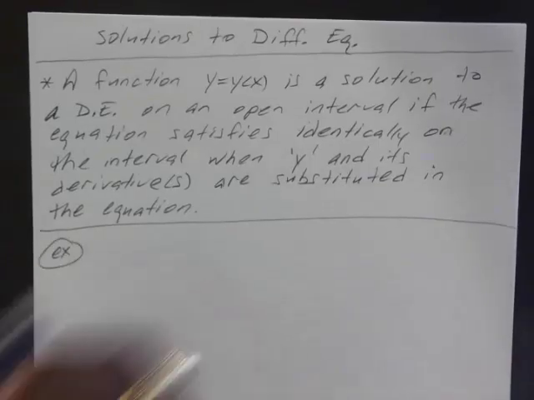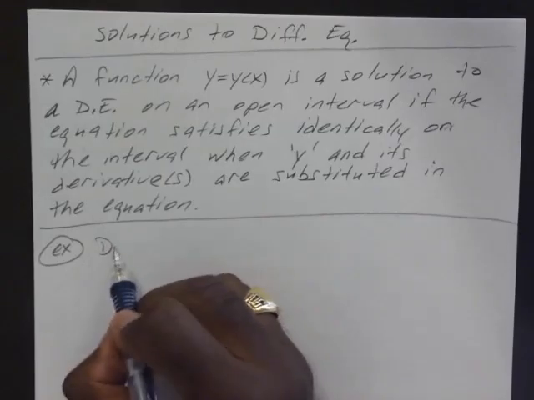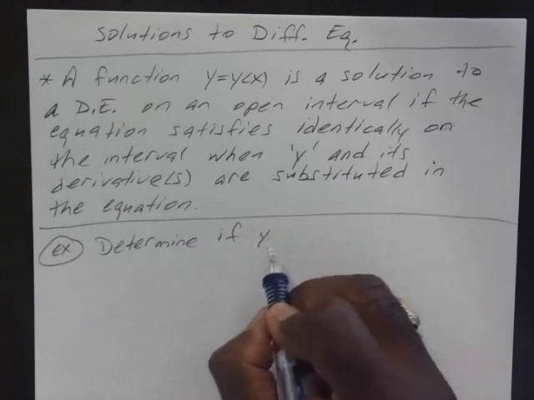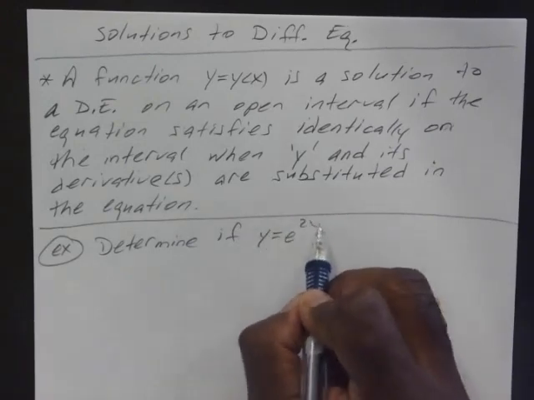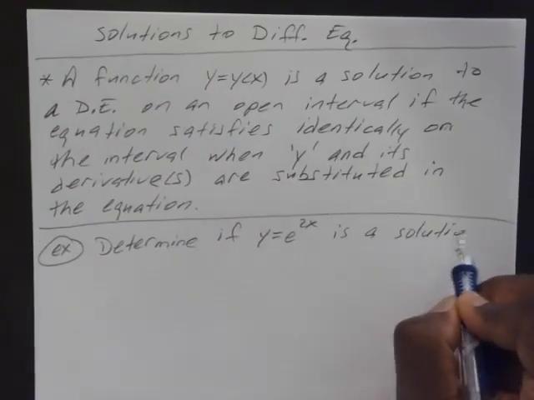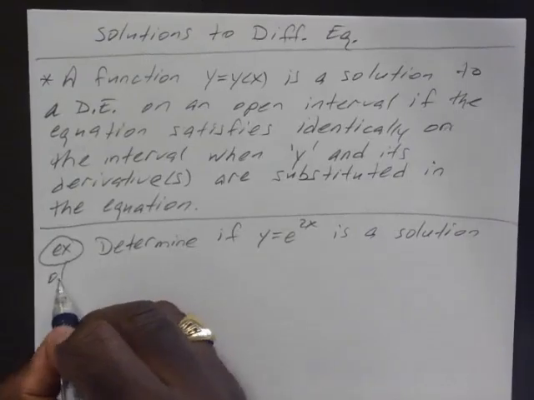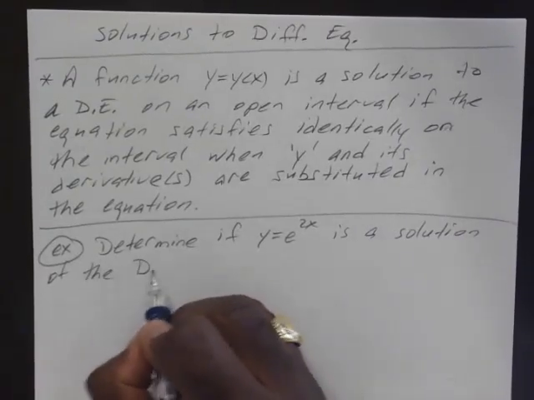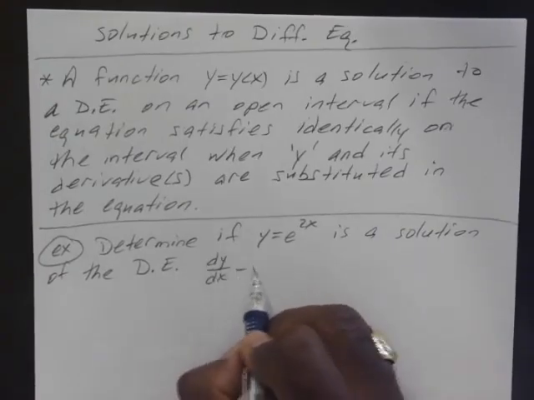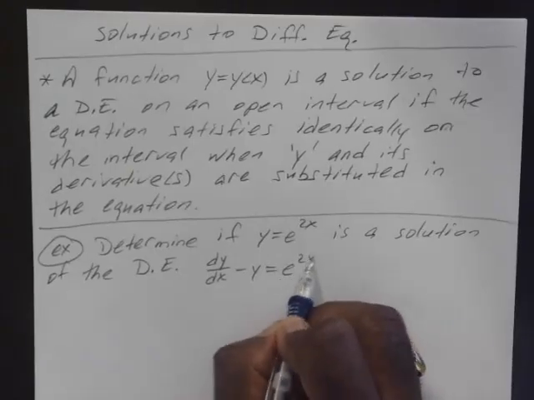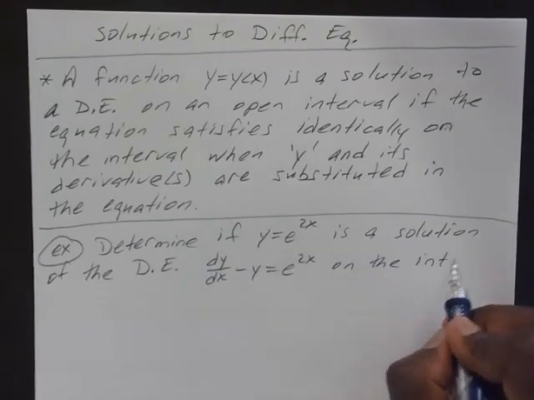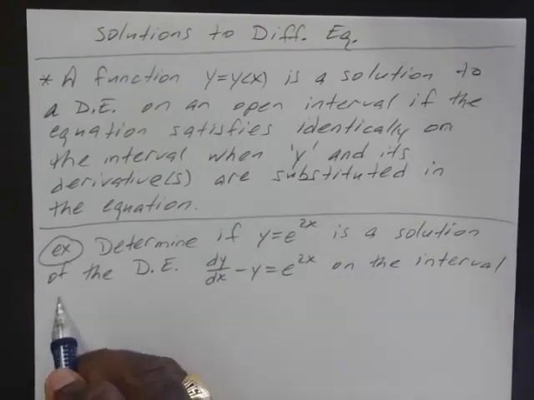Okay, so let's say, for example, we want to determine if y is equal to e to the power of 2x is a solution of the differential equation dy/dx minus y equals e to the power of 2x on the interval from negative infinity to infinity.